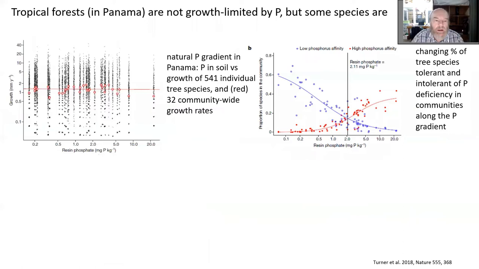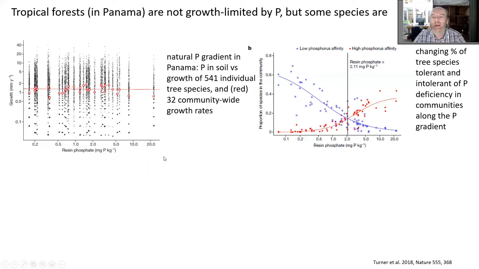There has also been a study on phosphorus showing that sometimes there is no actual limitation on primary productivity, but there can be limitation on species composition. This is a natural gradient in phosphorus by an order of magnitude in Panama. These are individual plots studied for vegetation at different natural phosphorus concentrations in 32 communities, looking at the growth rate of tree species. Each point here is one tree species at a given plot. And in red, there are community-wide averages for growth rate. And you can see that it's perfectly stable across an order of magnitude difference in phosphorus concentration.